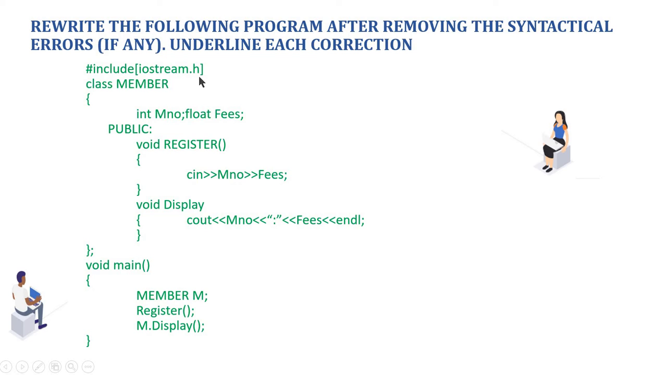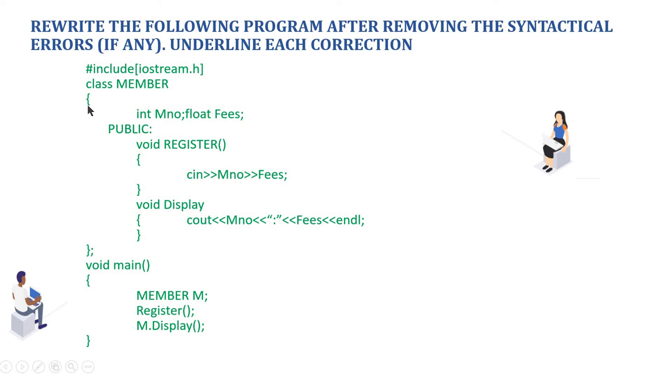#include <iostream.h>. So this square bracket will not come in the header file. It should be tags, less than and greater than tags, right? So that is an error. Then next line, class member, there is no error. This is the name of the class. It can be in uppercase.